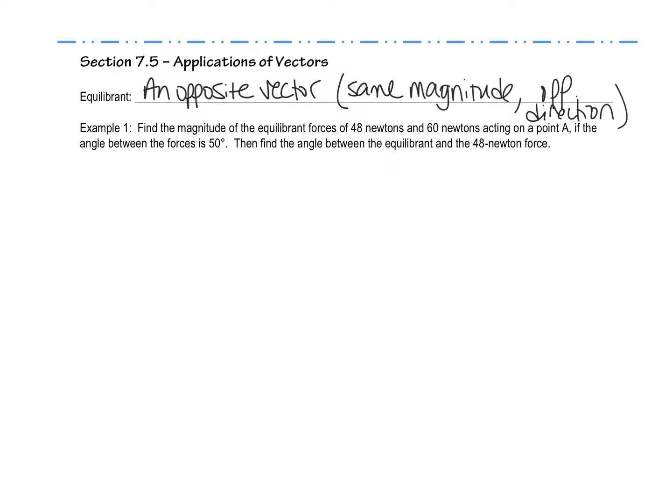It's an opposite vector, which is the same magnitude but opposite direction of a given vector, and usually the resultant vector in problems we're going to do. And so, very first one, find the magnitude of the equilibrant forces. So there's that vocab word. Of 48 newtons and 60 newtons acting on point A.